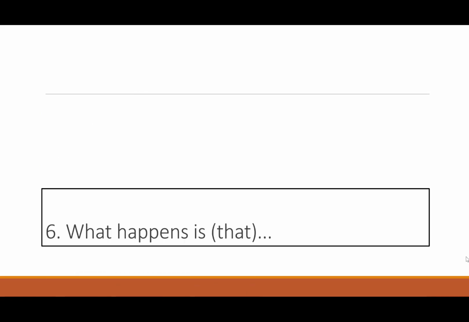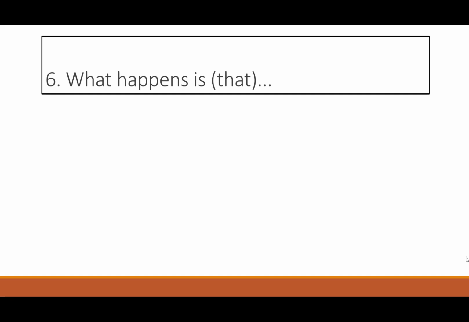Next, look at the sixth pattern. The pattern is what happens is that. Yeah, you need to check the tense. You can also use past simple for this. Yeah, what happened was that. Okay, we use this pattern if we would like to focus on the whole sentence. What we stress is the whole sentence. Previously, what we stress is the noun or phrase. It can be the subject, it can be the object, it can be a place, a time, or a reason. Yeah, but here we stress on the whole sentence.